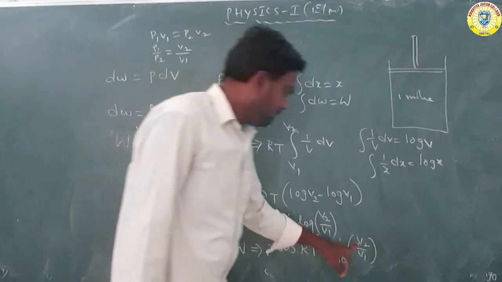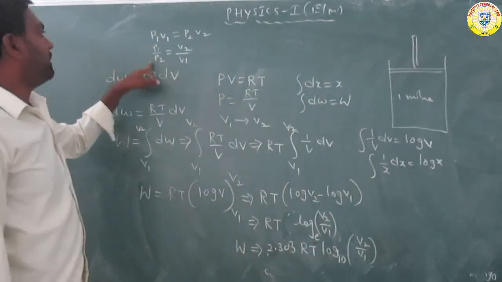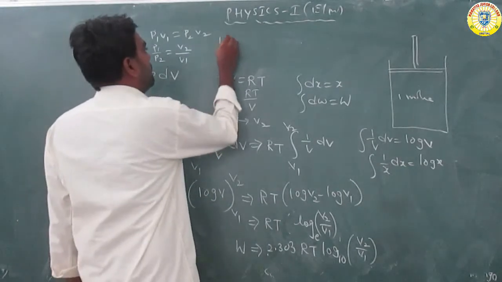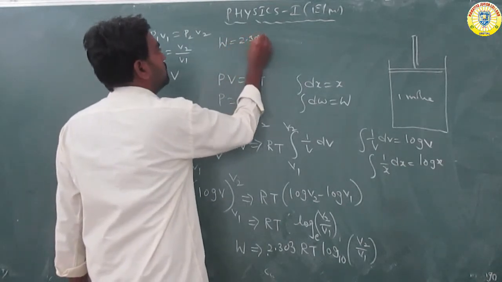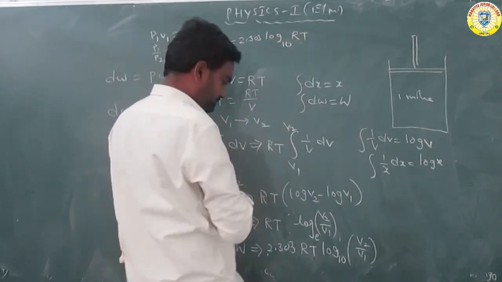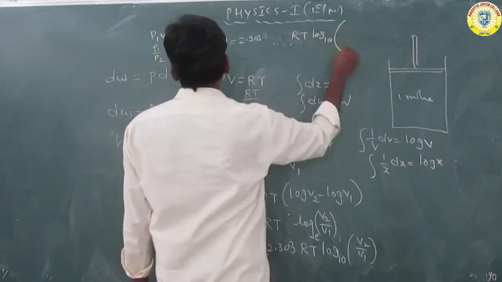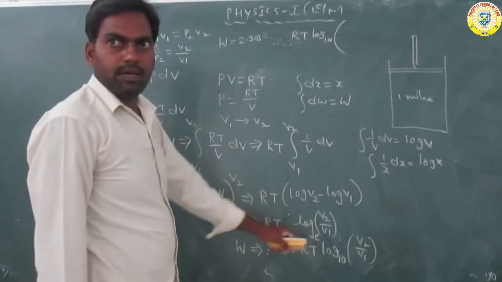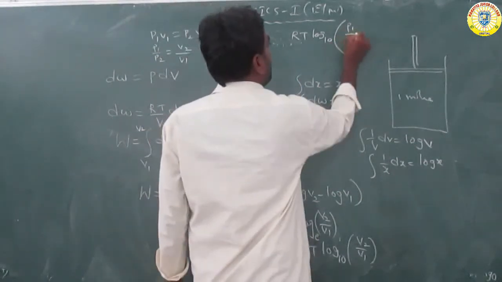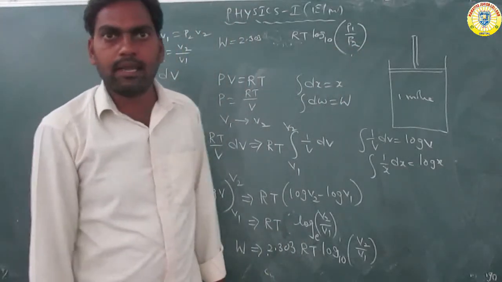Now we have V2 by V1, so that value can be substituted by P1 by P2. So W is equal to 2.303 RT log base 10, with V2 by V1 substituted by P1 by P2.